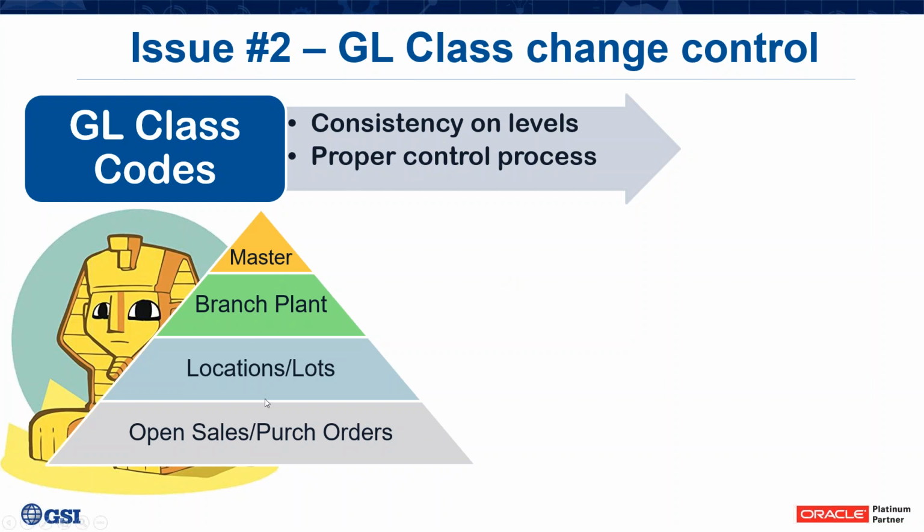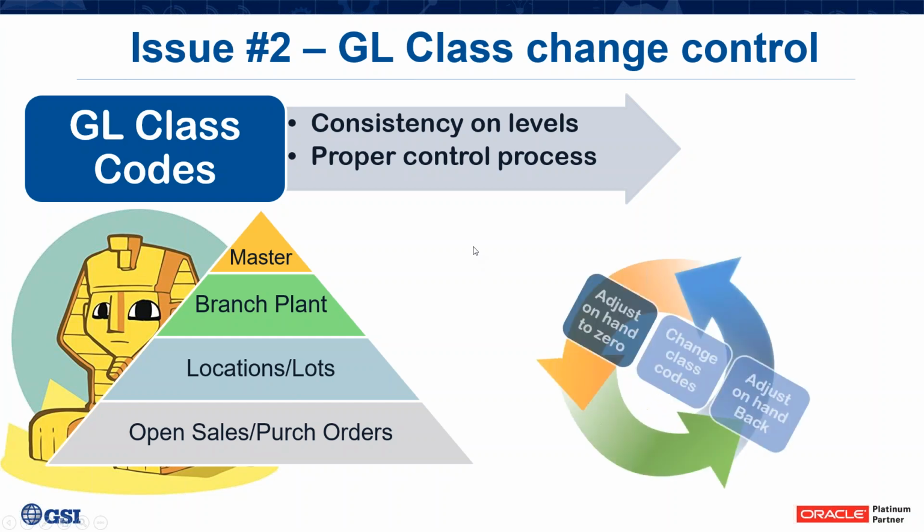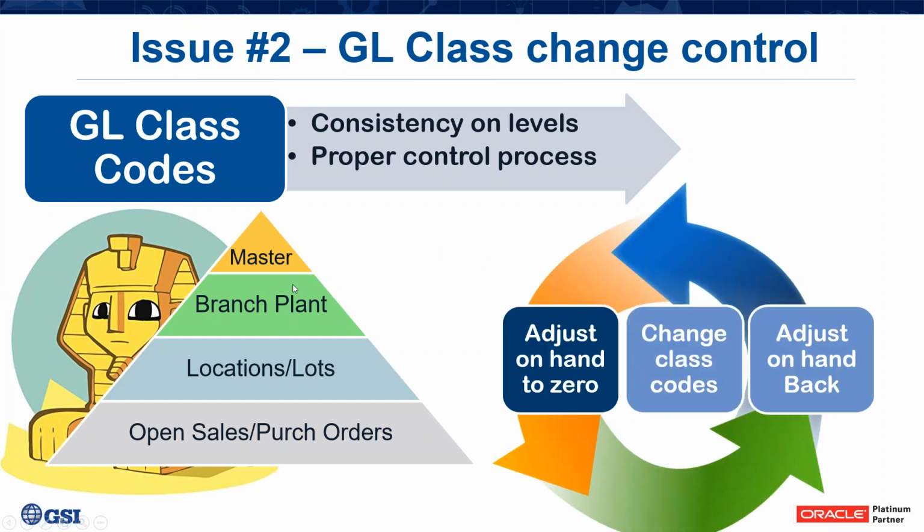Now we're talking about how do I go about changing this and getting the changes in all of the proper locations. Right? So a real simple control process would be, the first thing I would need to do is find out if I have any inventory on hand. Okay? Then I would need to adjust any location with on-hand inventory to 0. Then I would change the geo class code, and then I would adjust the quantity back. Now, why do I have to do this 3-step process? Why can't I just go in here and change all of these items?